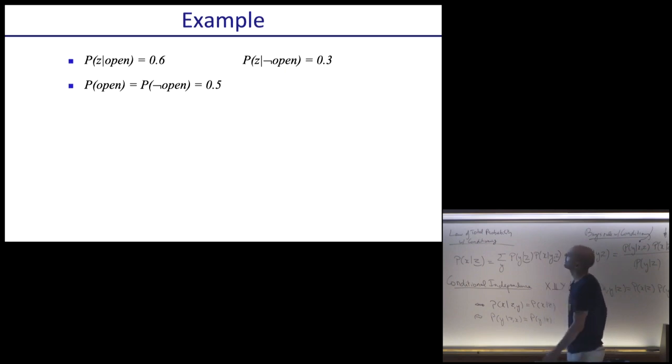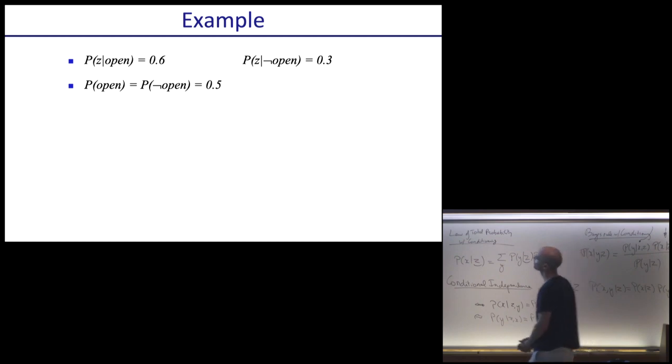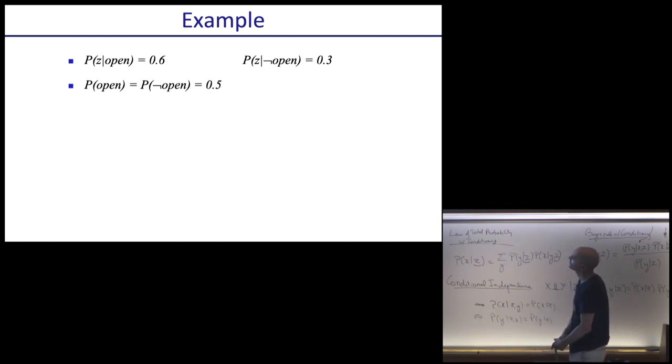Let's do a concrete example. We need to put some numbers into it. Probability of a measurement z given the door is open is 0.6. Z given the door is not open is 0.3. So we see that when the door is open, we are more likely to measure z as the outcome than when the door is not open. So if we measure z, it should increase our probability that the door is open. And our prior is 50%.